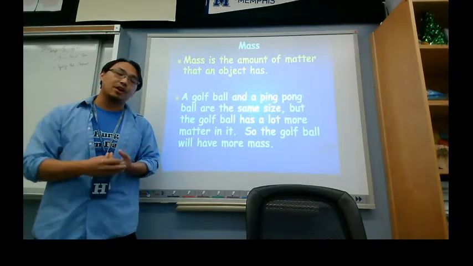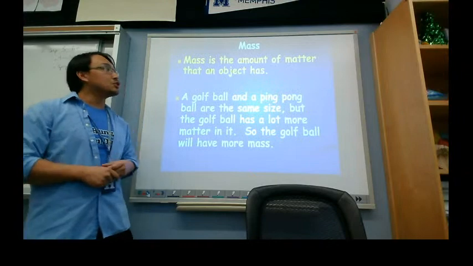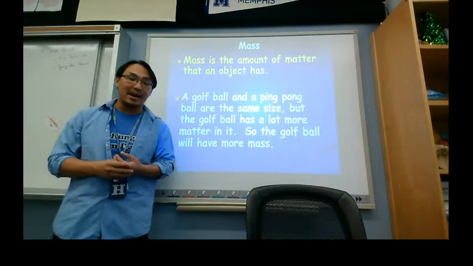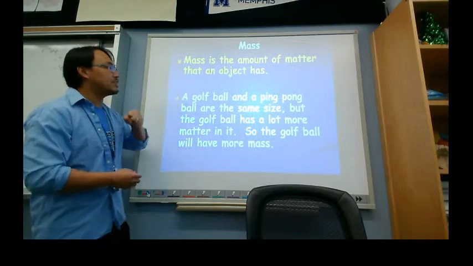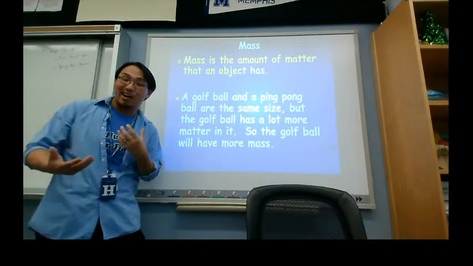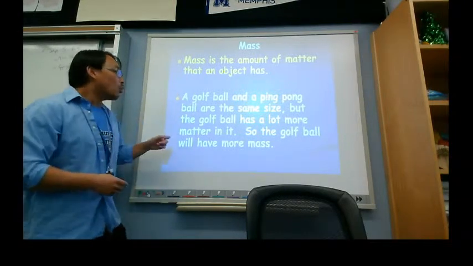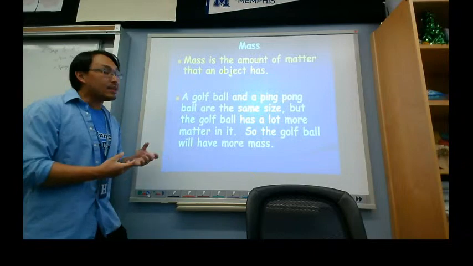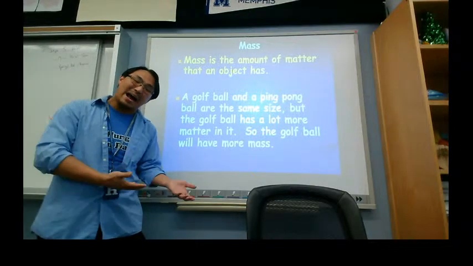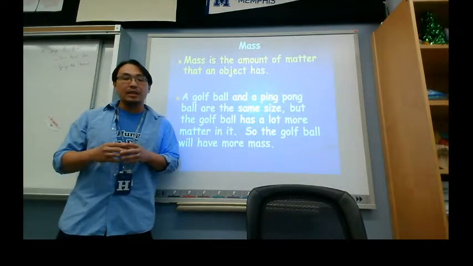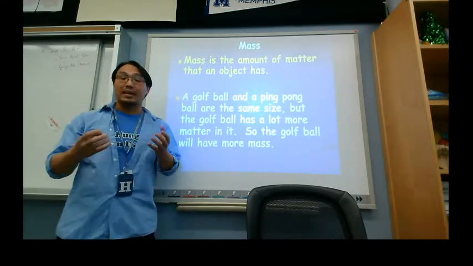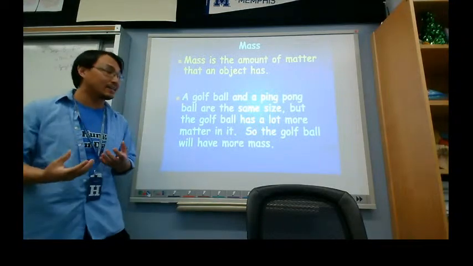Now, the next physical characteristic we're going to look at is mass. Mass is the amount of matter that an object has. Generally speaking, let's say, for instance, we have two things that are of relatively the same size, a golf ball and a ping pong ball. We know that the golf ball has more mass because it has more matter in it. So even when looking at the size, we have to make sure to calculate its mass.